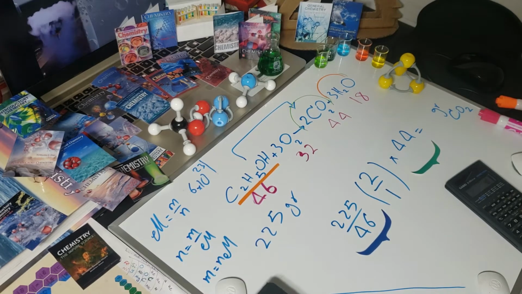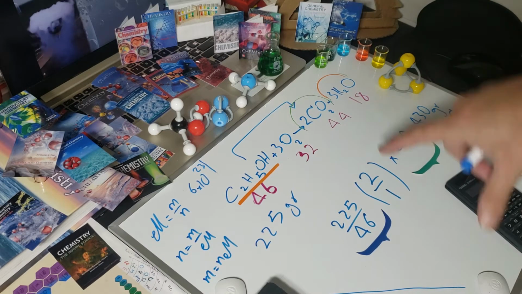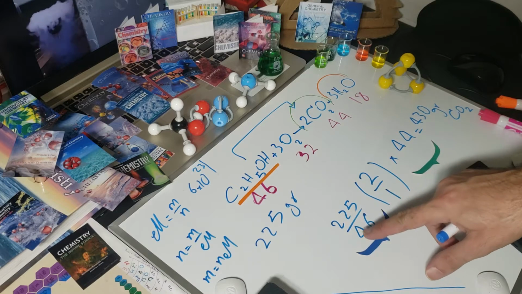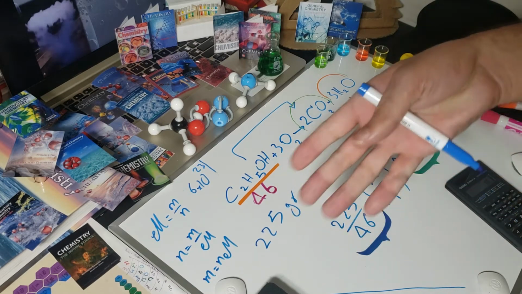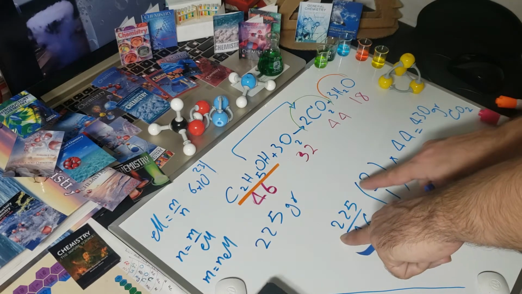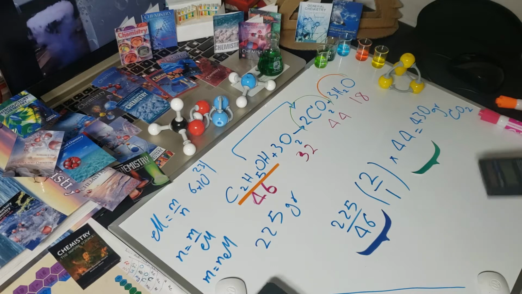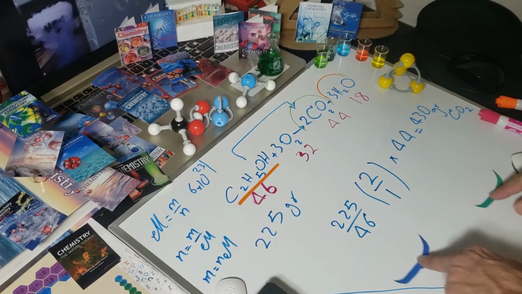So here, if we do that, we will find out that it would be 430 grams of CO2. You could do it this way, this divided by this, then times 2, then times this, or you could do the whole thing and then divide it by the whole numbers. So this times 2 times 44 divided by 46. Anyway, whichever is easier for you would be good enough.